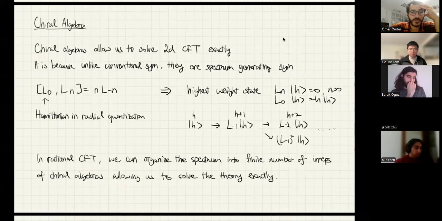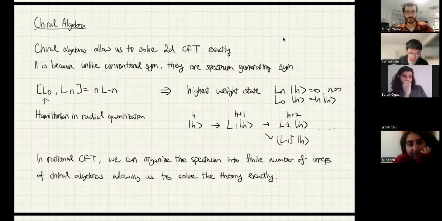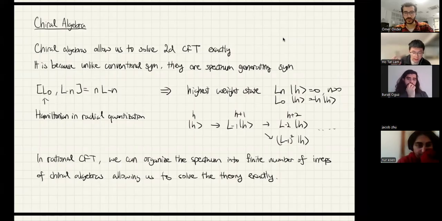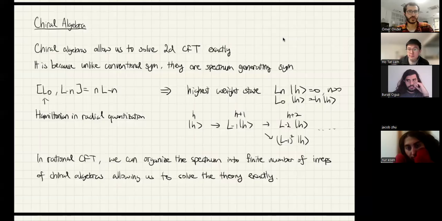Okay, so one thing I want to emphasize is the difference between chiral algebras and topological defects. This is also the power of chiral algebras: they allow us to solve 2D CFTs exactly in many cases. This includes, for example, minimal models, which are solved using Virasoro algebras, and WZW models, which are solved by Kac-Moody algebras. The reason chiral algebras allow us to solve 2D CFTs exactly is that they are very different from topological defects in the following sense.